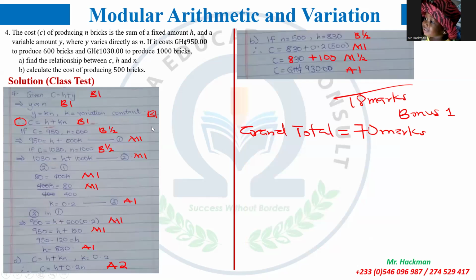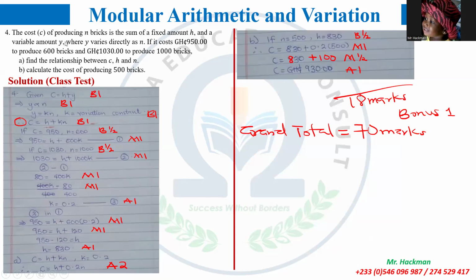This question, we did it in class. I walked you through, but we didn't write everything. I gave you a guide as to how to deal with it. In this case, the cost C of producing n bricks is the sum of a fixed number. So given your C, your small c, is equal to h plus y, because we know that from the question.